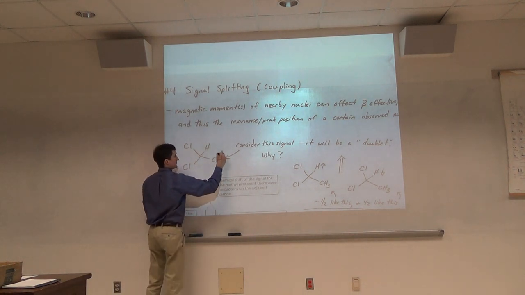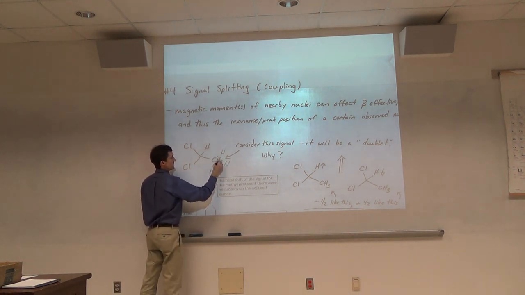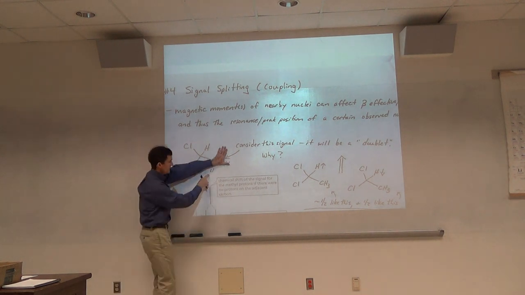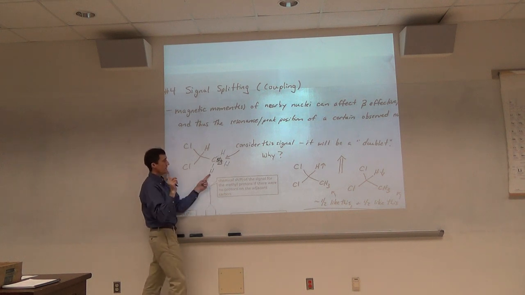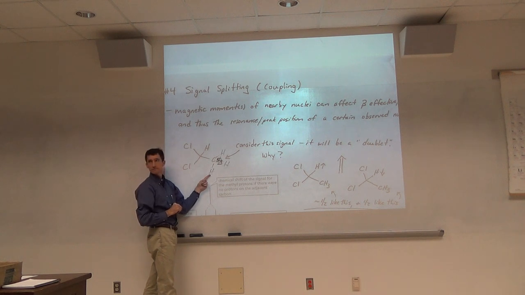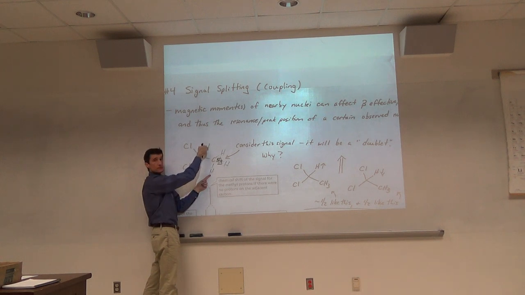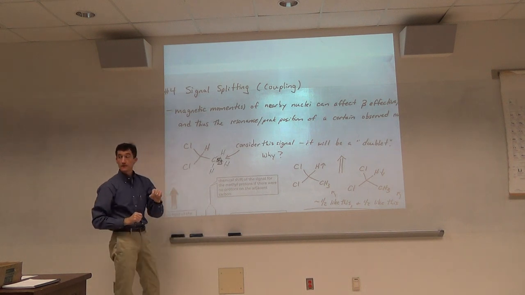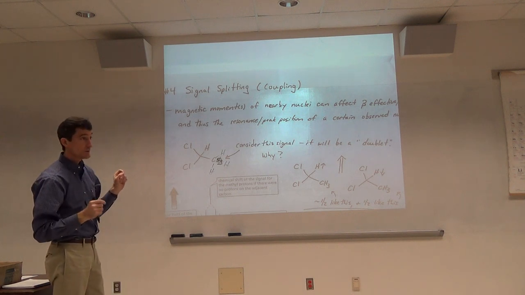Okay? Draw these H's out. There they are. They're all the same. Whenever they're all the same, just ignore 2 of them and consider that one. How many H's? Now, also they have to be different H's. Identical H's don't split. How many different H's are within 3 sigma bonds from that one? That one. 1 sigma bond, 2, 3. Is that H within 3 sigma bonds? Yes. Any other different H's within 3 sigma bonds? No. N is 1. And what is 1 plus 1? It's going to be a doublet.